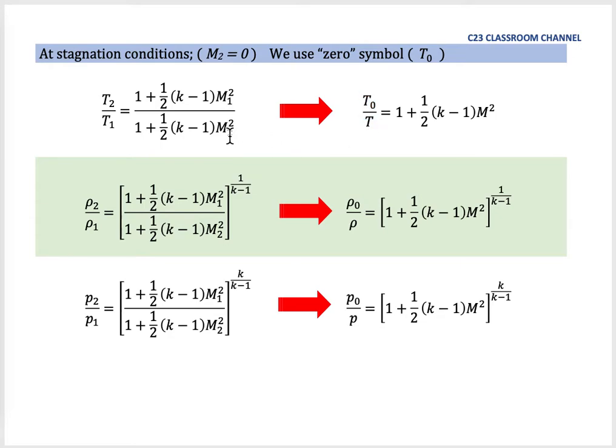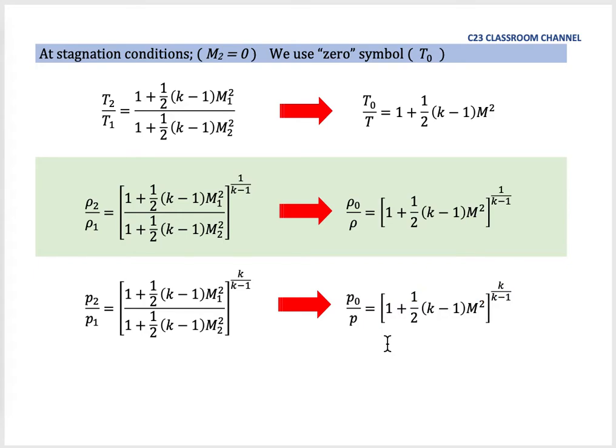So if you solve this equation with Mach number M2 equal to 0, you could simplify this equation into this one. And it is same for these two equations. If we substitute the value of Mach 2 equal to 0 at this equation, we could simplify this equation into this one. And then if we substitute the value of M2 equal to 0 here, we could simplify the value of P2 over P1 as this one.